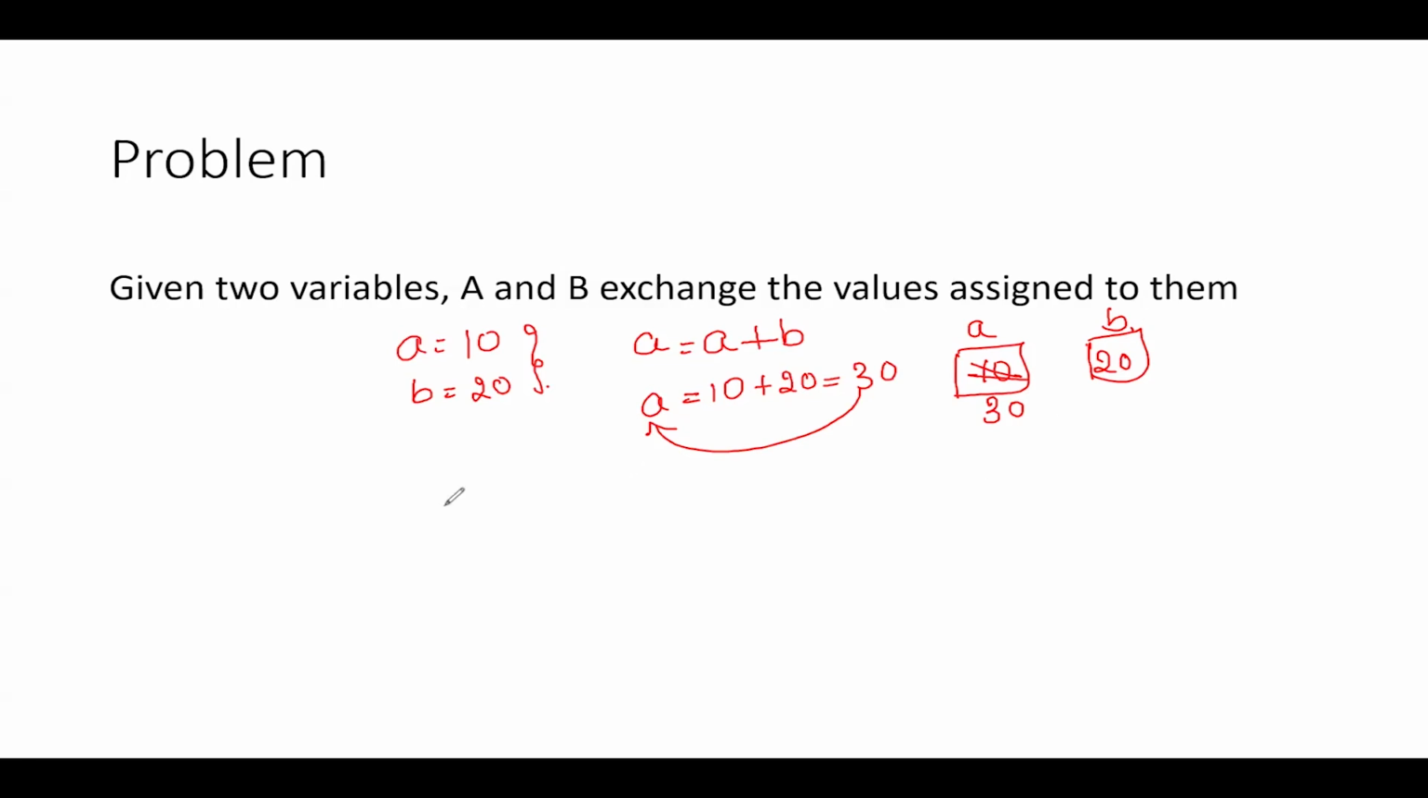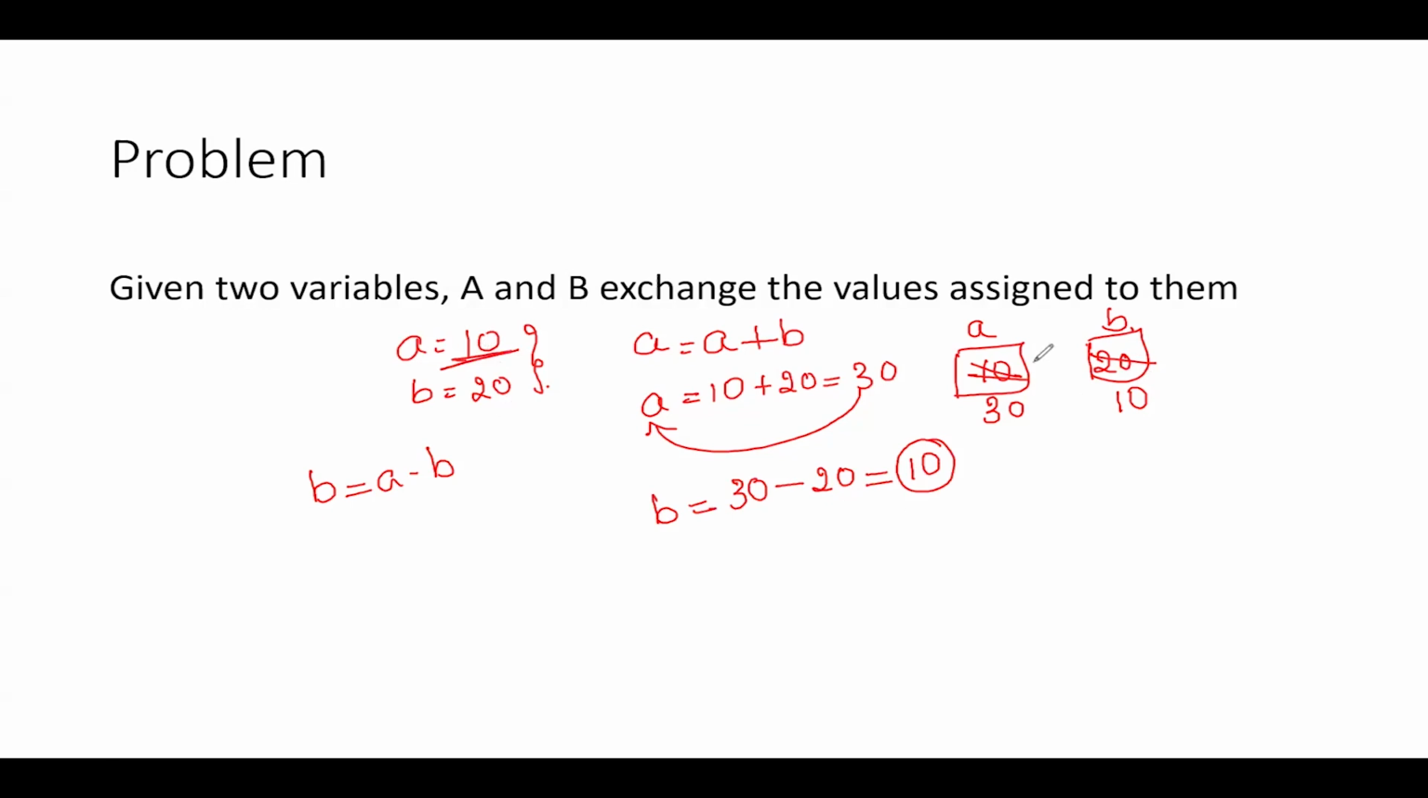Now if you observe carefully, if I say B is equals to A minus B, what we are going to get? So B will have the value A, which is nothing but 30, that is our new number, minus the B value, which is still 20. Now when I do this, I'm getting the old value of A. So B I am overwriting with the old value of A. Now we got the value which we were expecting. So A had initial value 10, which has been moved to B.